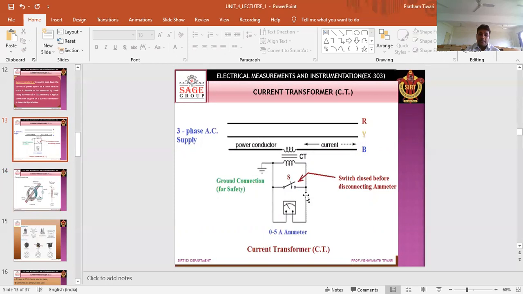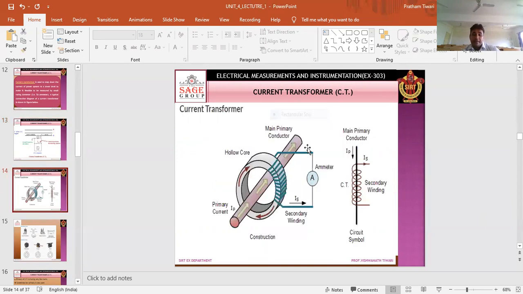In the current transformer, its primary is connected in the power circuit in series, and measuring instruments are connected on the secondary side of the CT. In this connection of the meter, we first close the switch before disconnecting the meters. This is for protection of the CT. This is the arrangement of the CT in the power circuit.